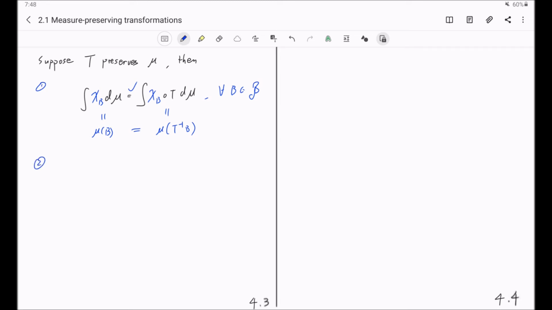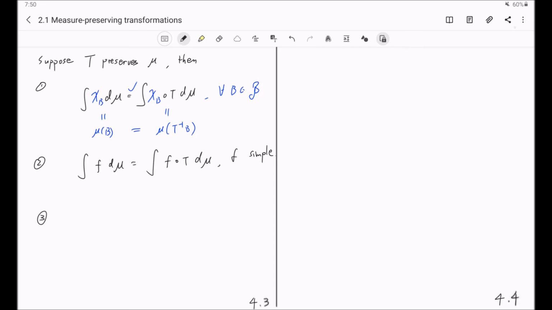And step 2, because simple functions are just linear combinations of those indicator functions, it follows from the linearity of the integral that we have the integral on the left is the same as the integral on the right for any simple f. This is the second step. This is simply by the linearity of the integral.